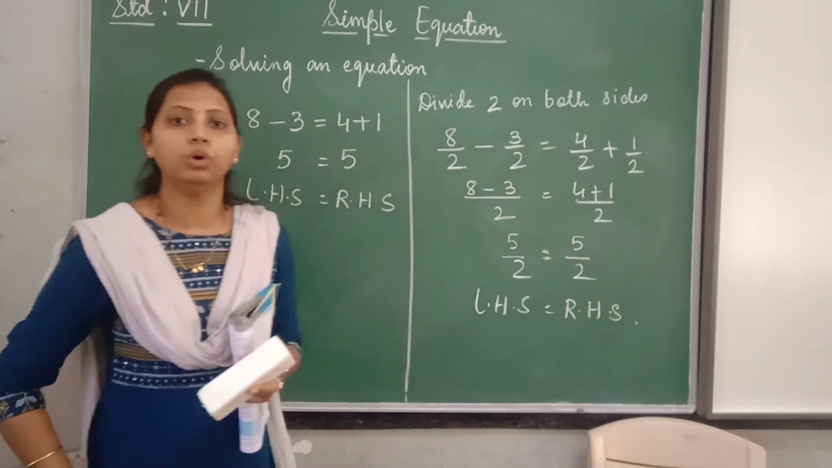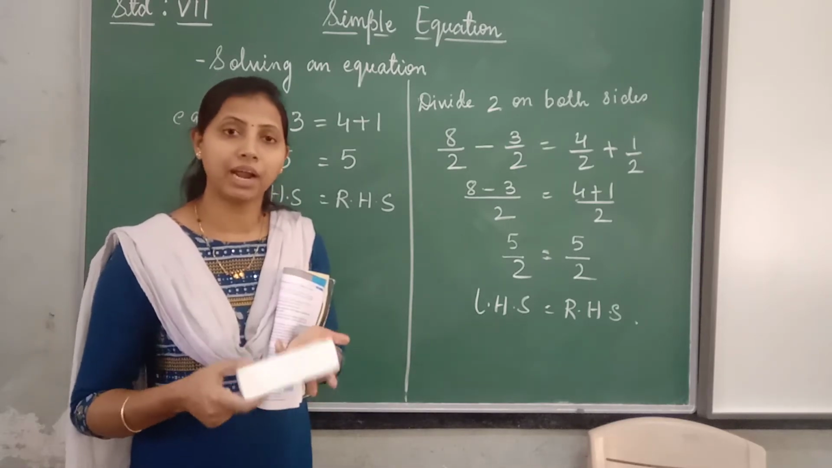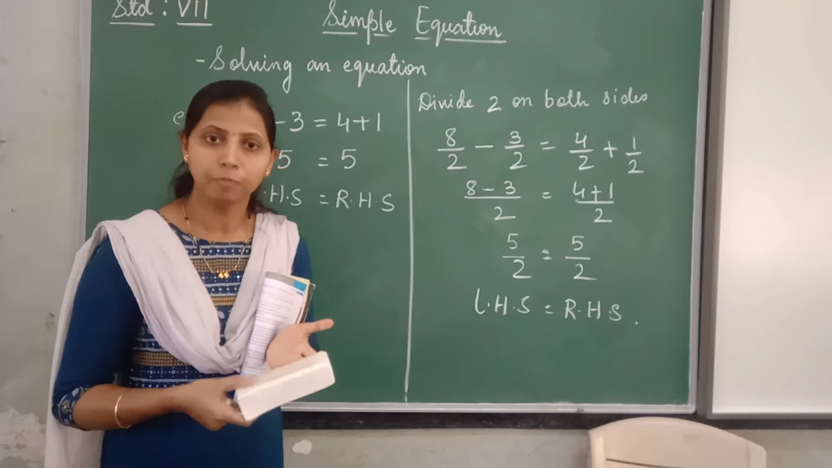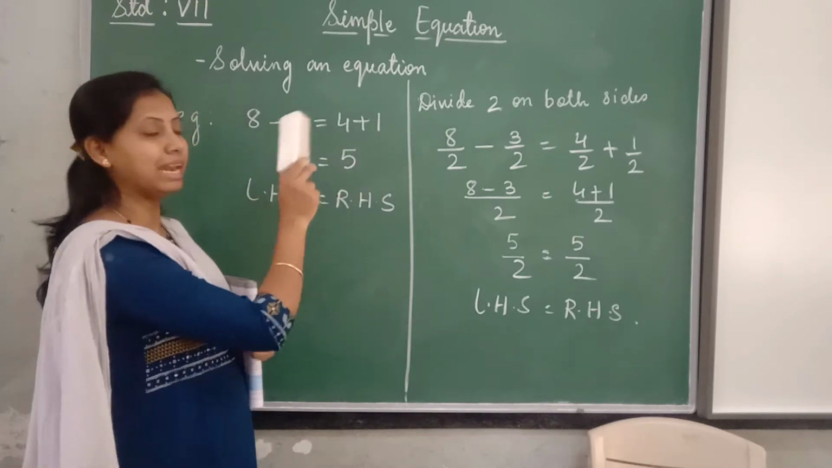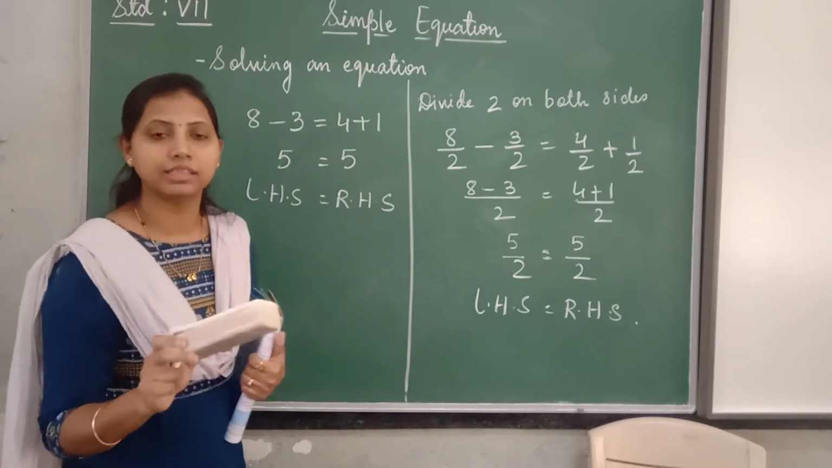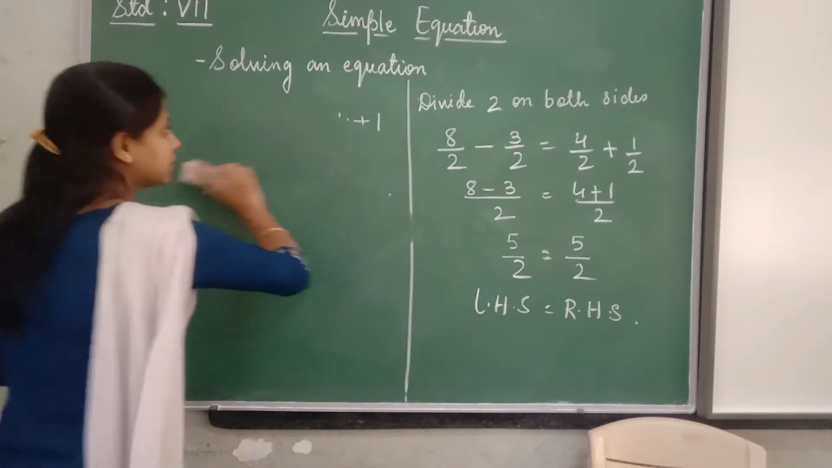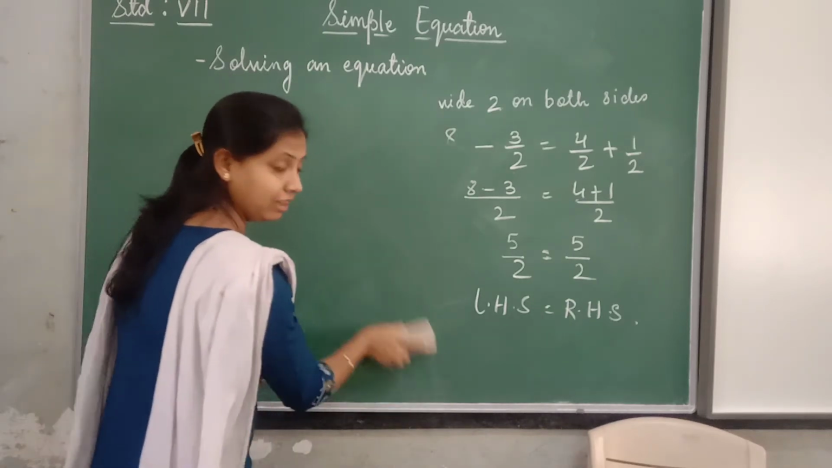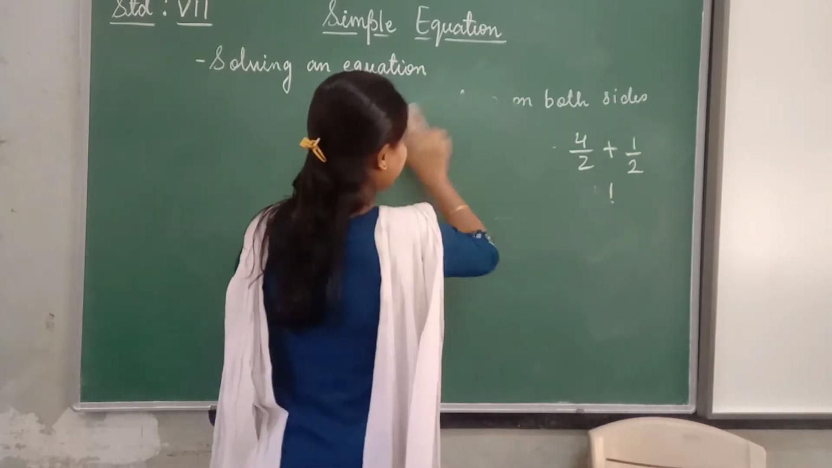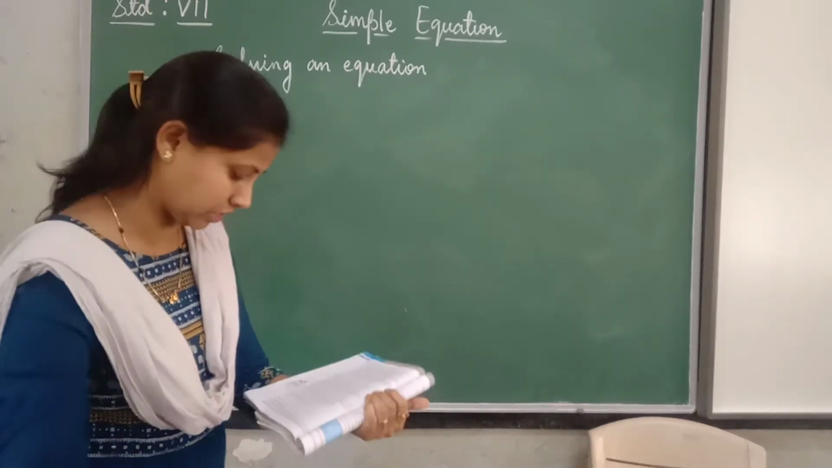Okay. So this we have verified that when we add, subtract, multiply or divide the same number on both LHS and RHS, still the equation remains the same. That is, LHS is equal to RHS. Now the same things we will use in finding the solution of an equation. Now how to use these things we will see too.